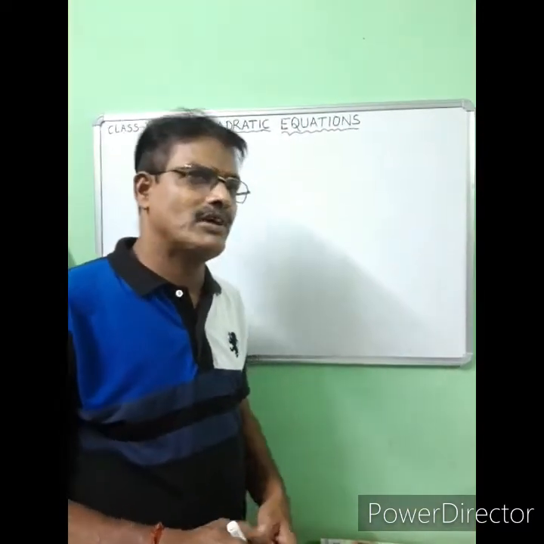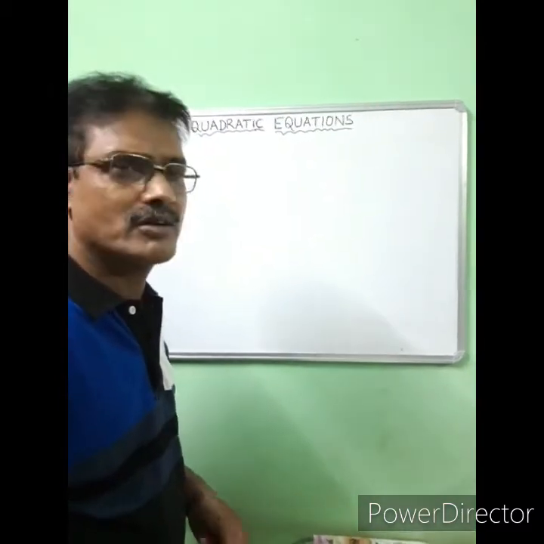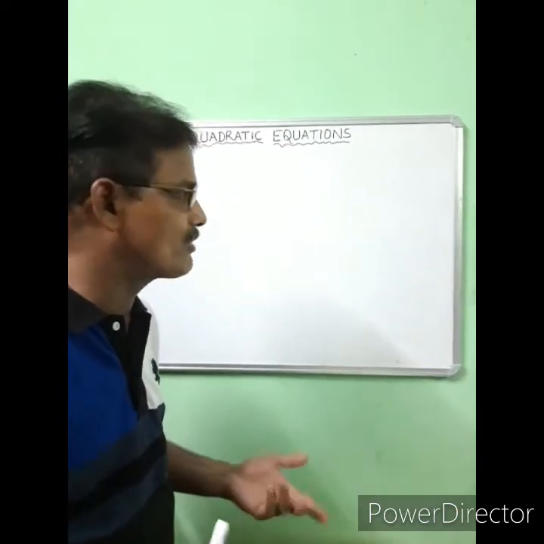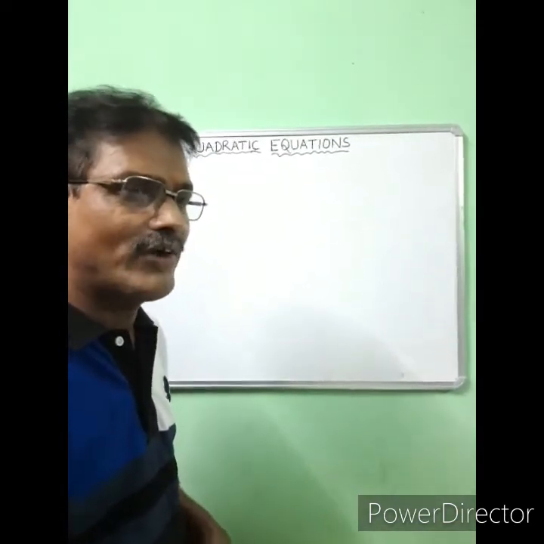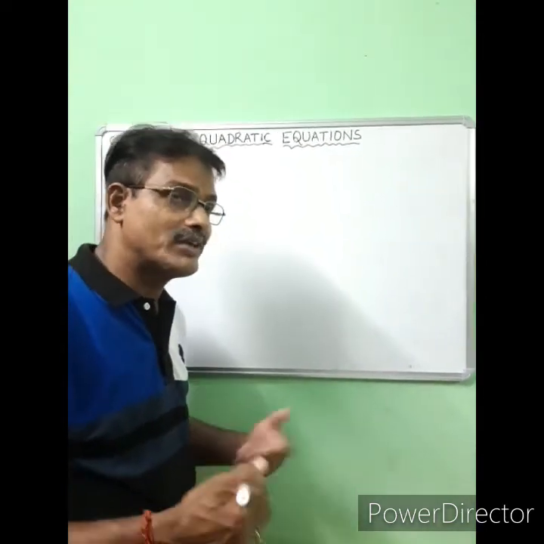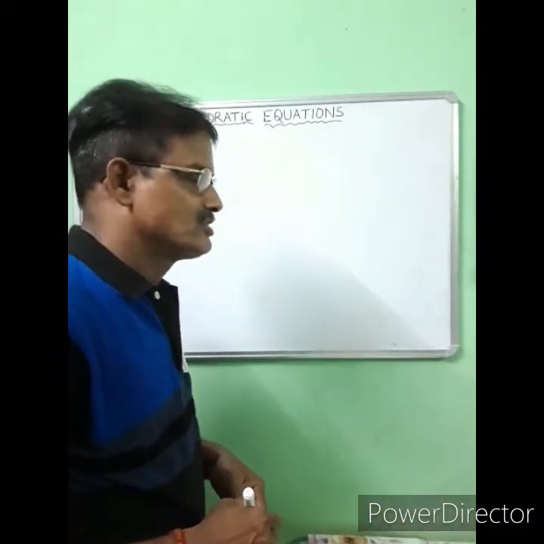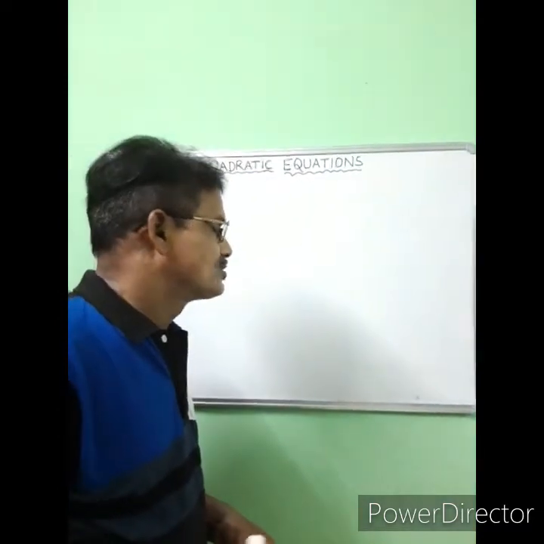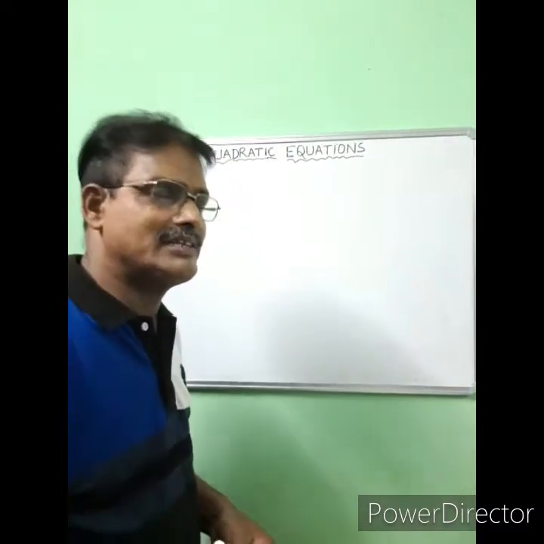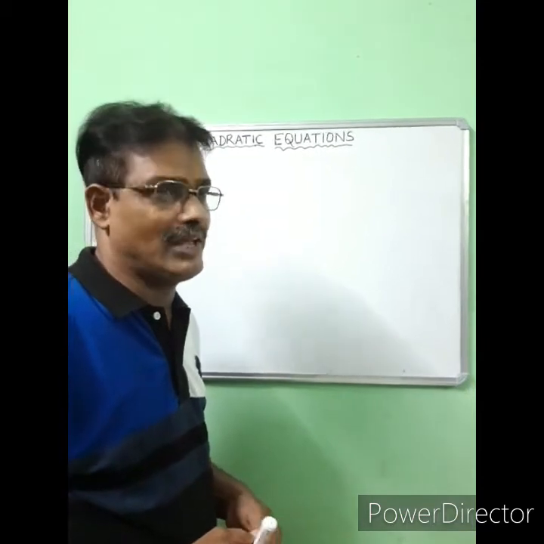In the last class, we already discussed quadratic equations and their solutions. That means finding the two roots of a quadratic equation by following three methods, which we have already discussed. The three methods are the factorization method, the completing the square method, and the quadratic formula.